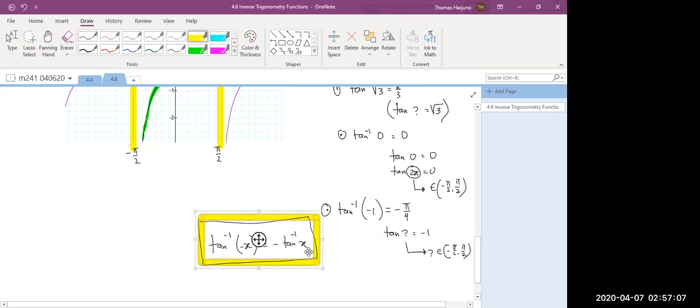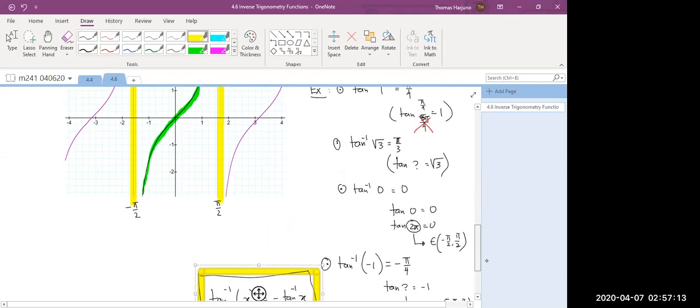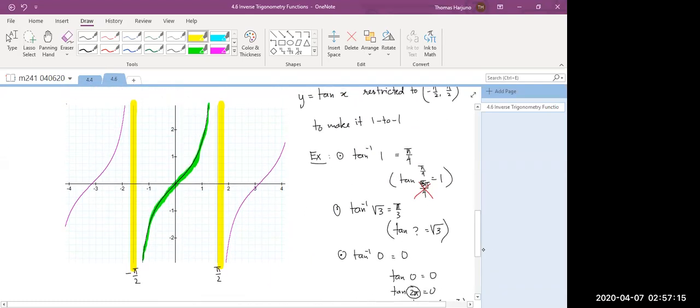Okay, now to talk about that further, you see the reason is because sine function and tangent function are both odd functions.